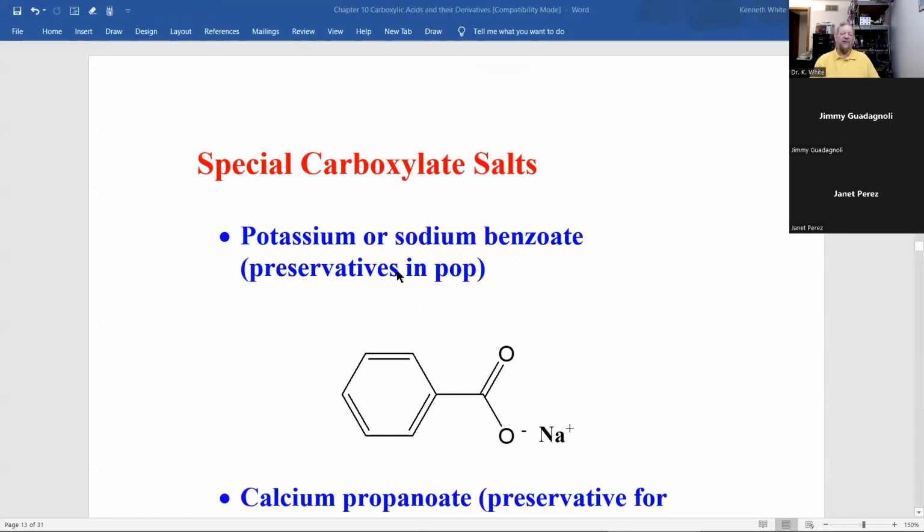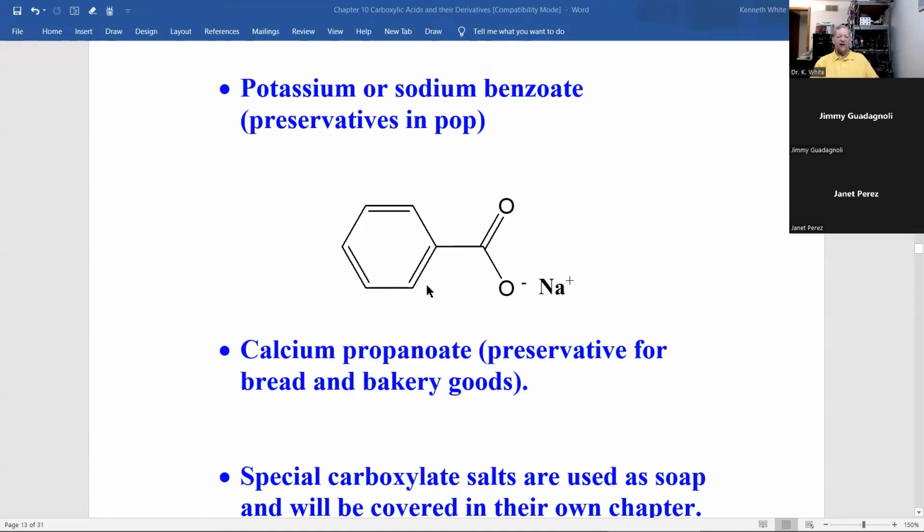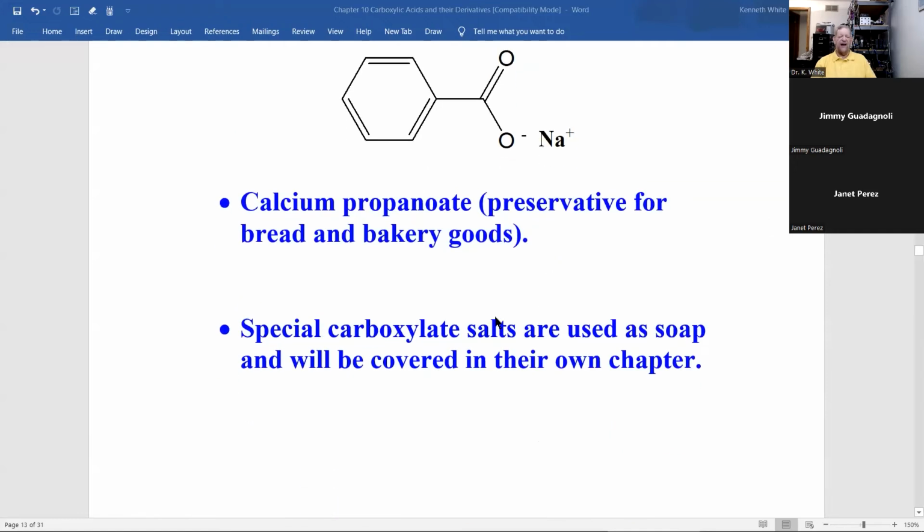All right, a couple of things just to remind you. I talked about this carboxylate anion called sodium benzoate, and it can be potassium too, but it's mostly sodium. Now, there's a preservative in bread, commercial bread.